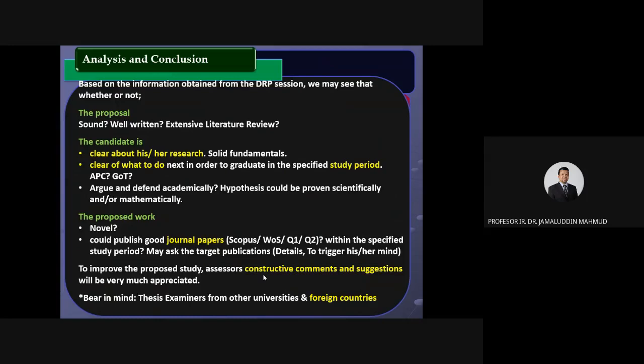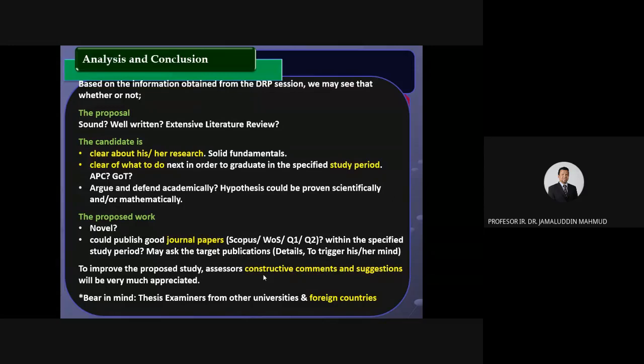Based on the information obtained from the DRP session, I think so far I did not mention the title, but other than that, I mentioned the novelty, the objective, the outcomes, methodology, research gap, and the primary results. Once we ask the student, we have the research proposal in front of us, the student presents, and then we ask questions. From the student's response, we can evaluate whether the proposal is sound, well written, and has an extensive literature review. At least we must see a good literature review.